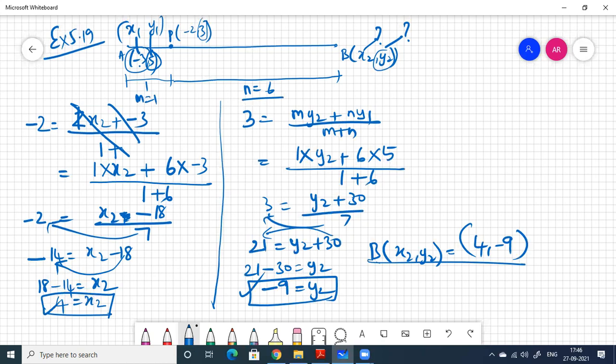Shall we see the textbook, what they have proved? Yes, they have also proved the same thing. 4 comma minus 9.